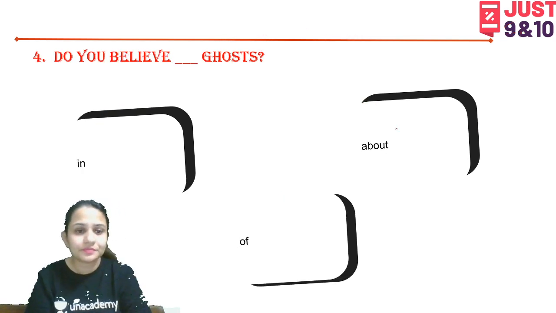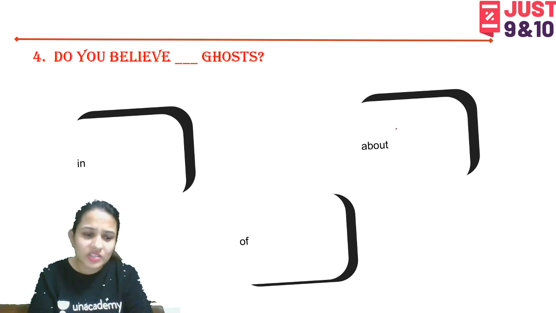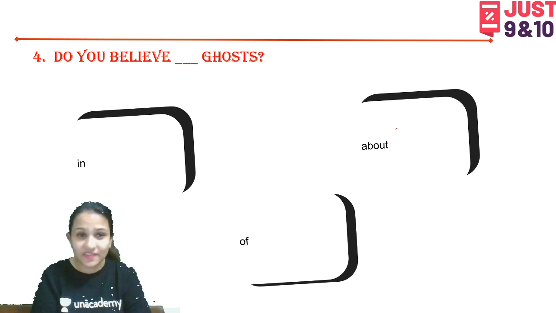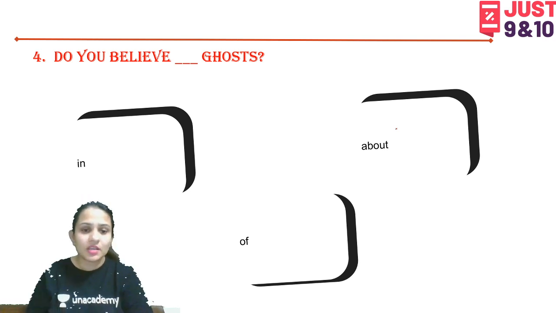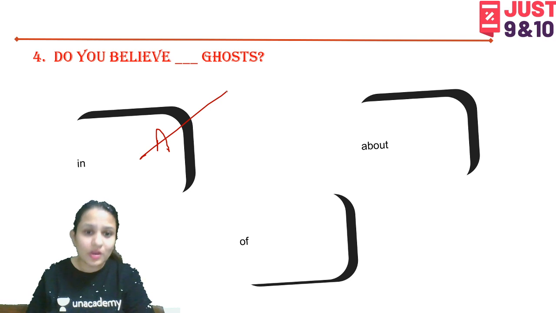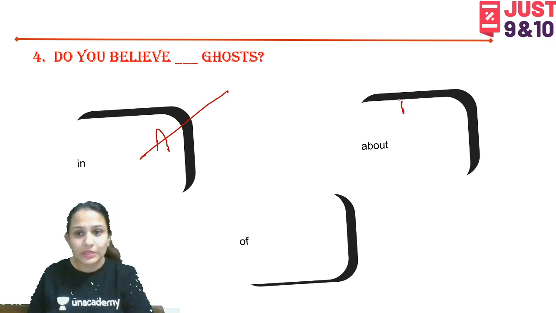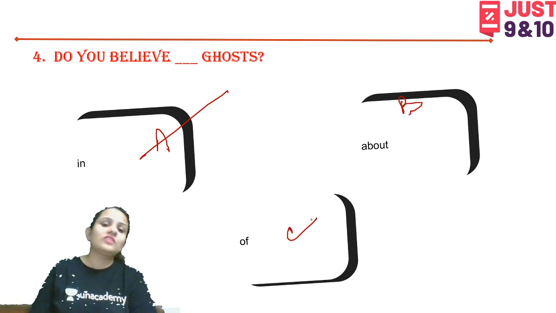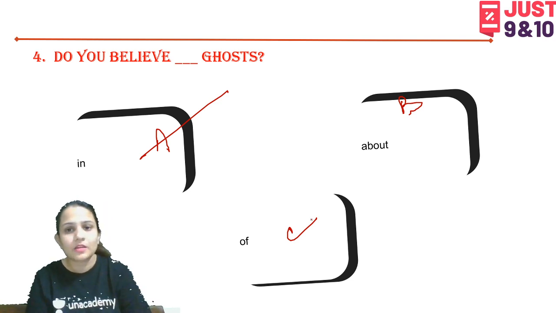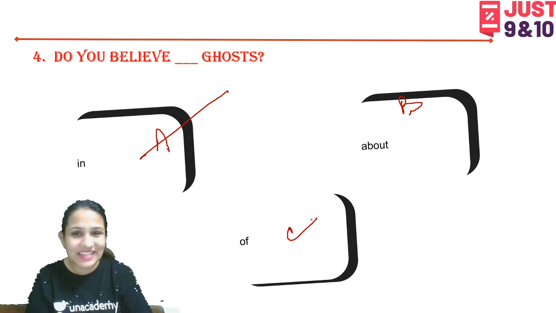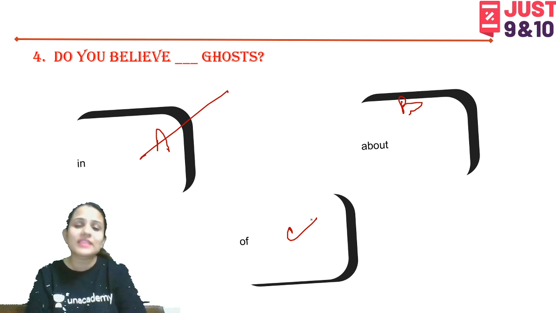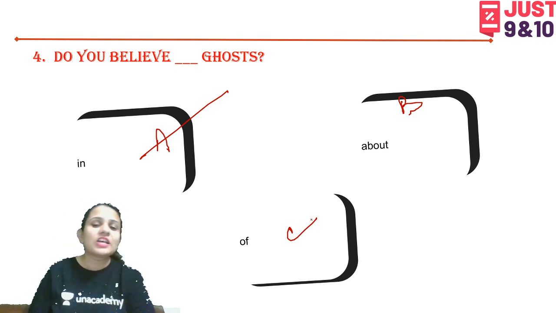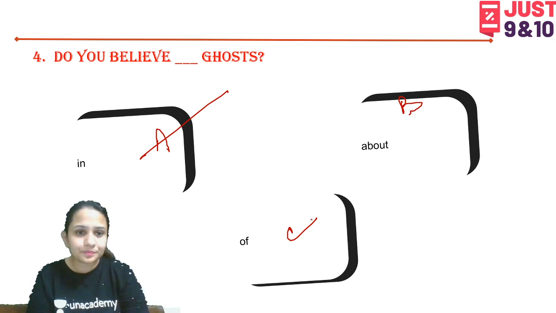All right. Now, the next question is a very, very easy question. So, yeah, the question is, do you believe dash ghosts? So, do you believe in ghosts? You have to choose the correct preposition. Do you believe about ghosts? Do you believe of ghosts? But I shouldn't give you 60 seconds, it is too much for this question. But yeah, the rule says I have to give you 60 seconds. So you can see which preposition fits.